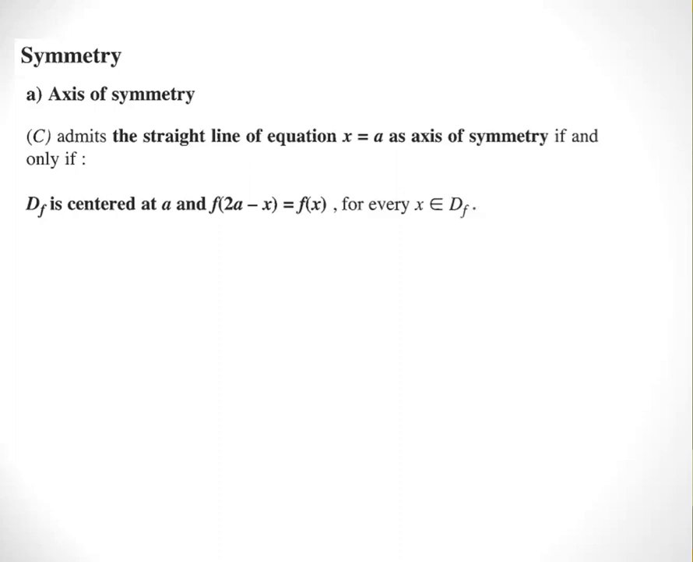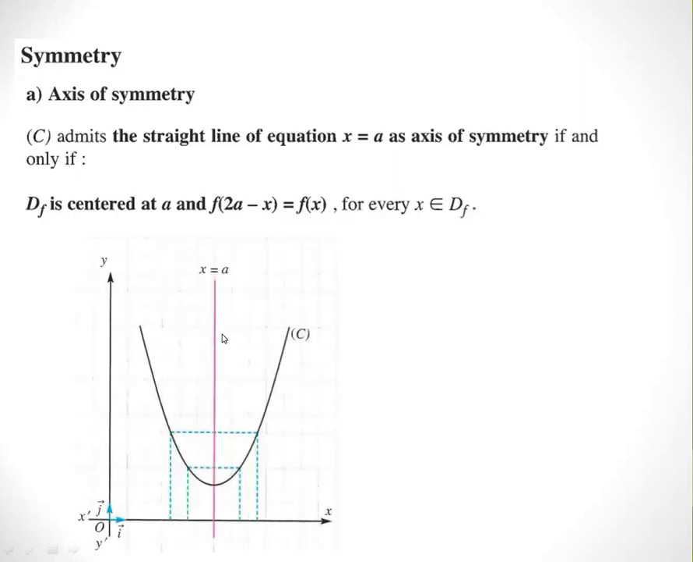Symmetry: we say that a line x equals a is an axis of symmetry if the domain of definition is centered at a and if f of 2a minus x equals f of x for every x belonging to the domain of definition, and we may find this by calculation. In this case, x equals a is an axis of symmetry, like that. It divides the curve into two equal parts.